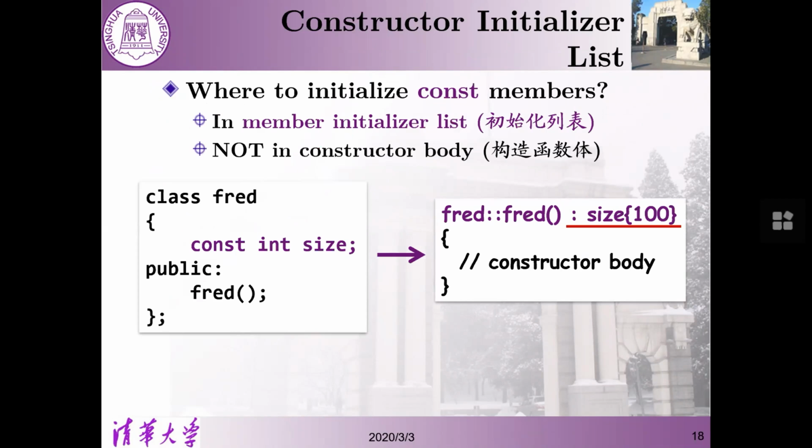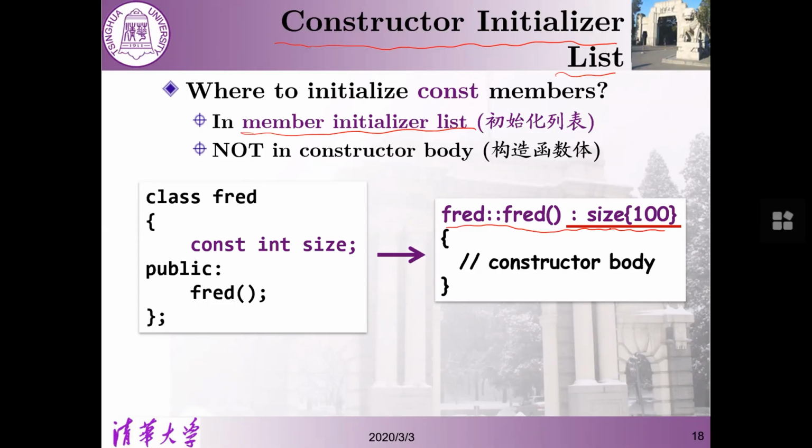If we want to initialize const members, here is the place. So constructor or member initializer list. Actually, there are two names. One name is constructor initializer list. Another name is member initializer list. They're all fine. Okay. So this is a way to initialize const member variables.